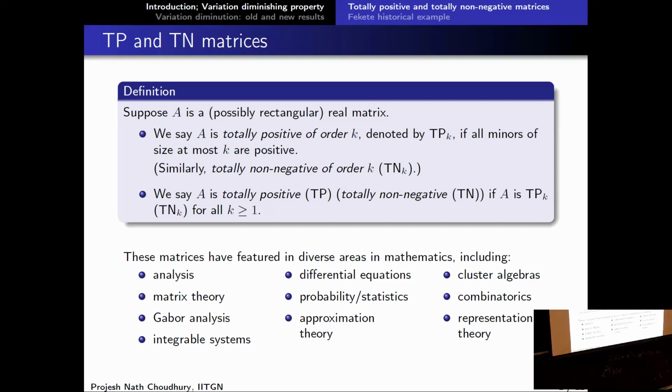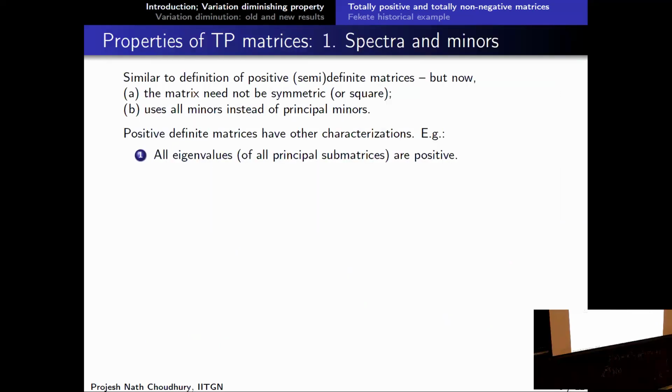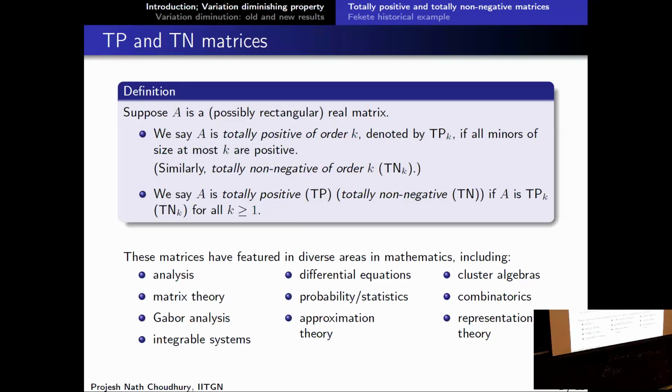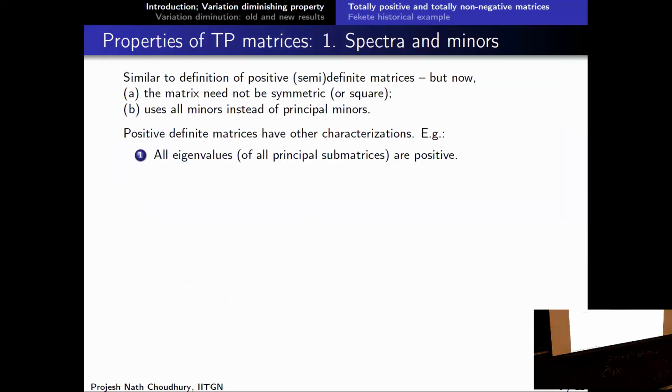There is one more familiar class of positive matrices, that is positive definite or semi-definite matrices. This definition is somehow similar, but in this case the matrix need not be symmetric or square. And for the definition of positive definite matrices, we need only principal minors, while here we are considering all minors. First of all, I'll list some of the characterizations of positive definite matrices which have analogous characterizations for totally positive matrices.